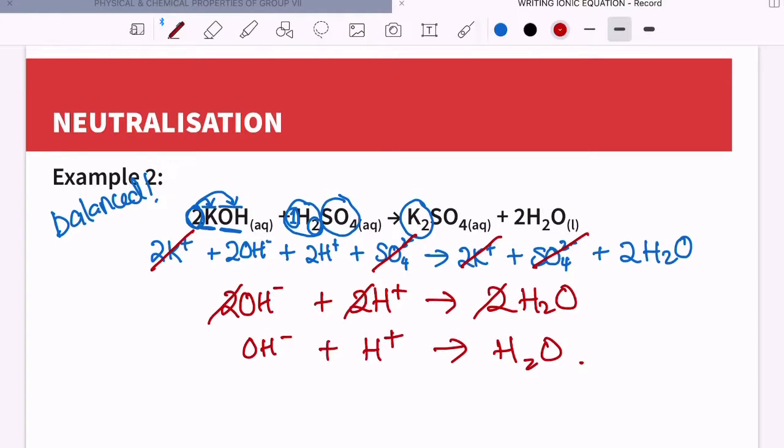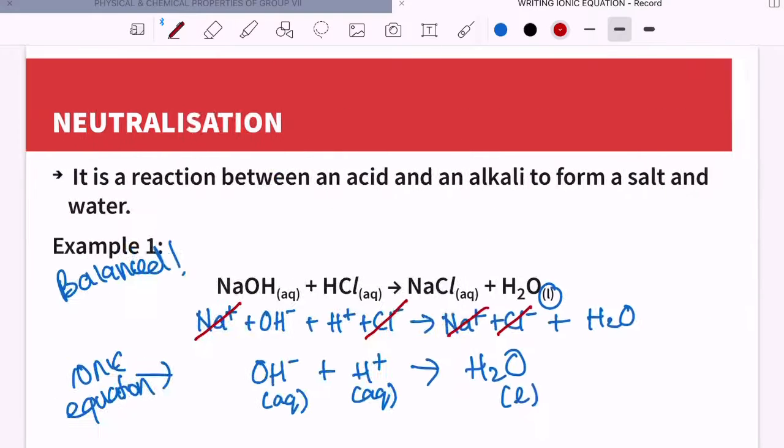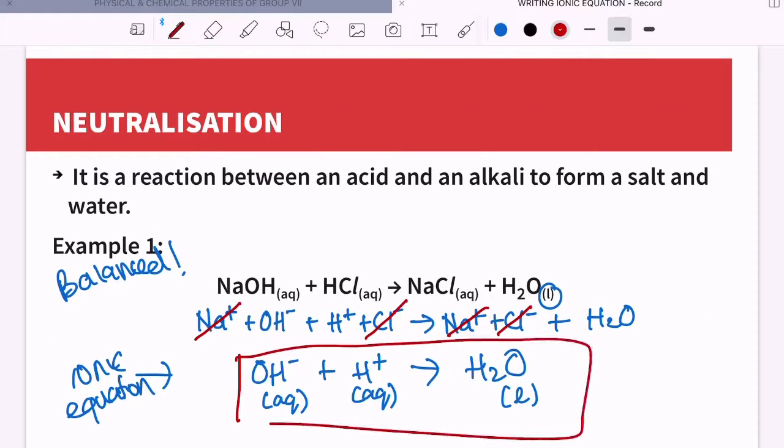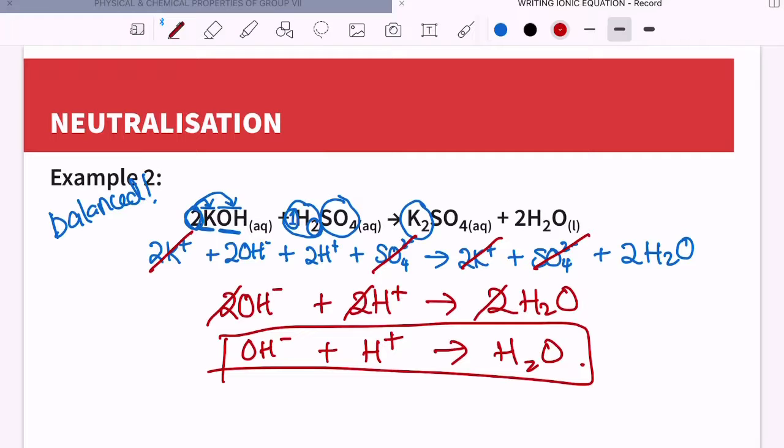So what can we conclude from these two neutralization equations? No matter what acid or what alkali you use, they end up with the same ionic equation: OH- plus H+ to form water. Don't forget your state symbols: aqueous, liquid.